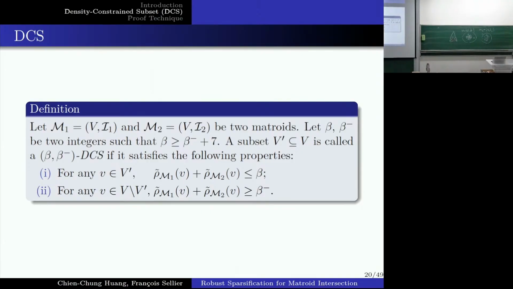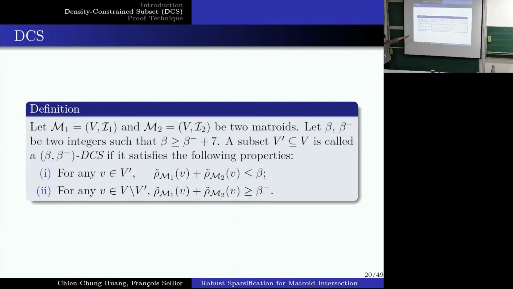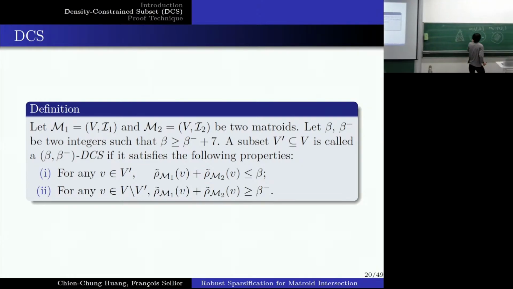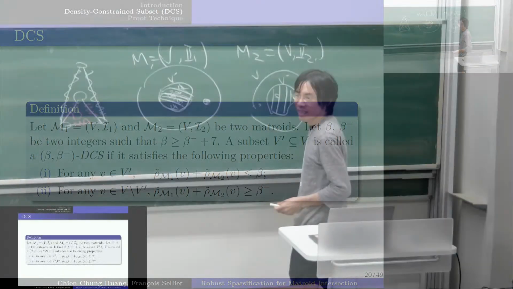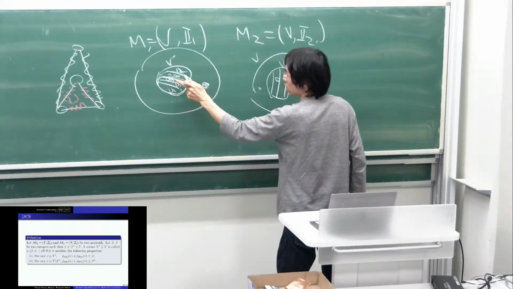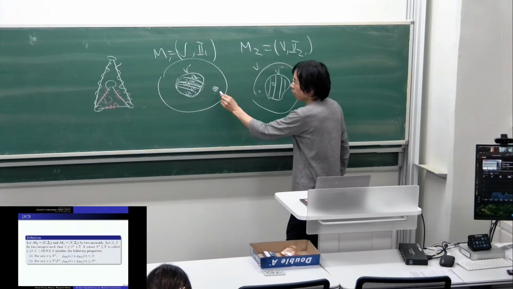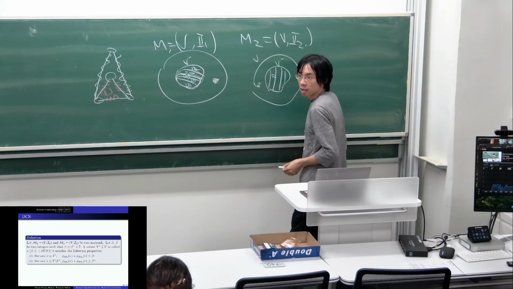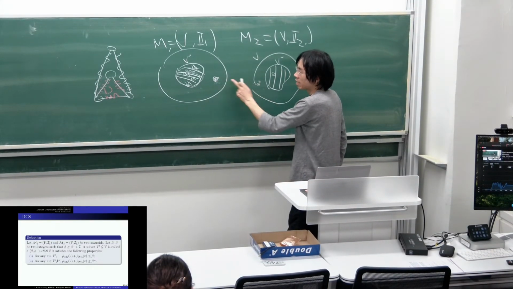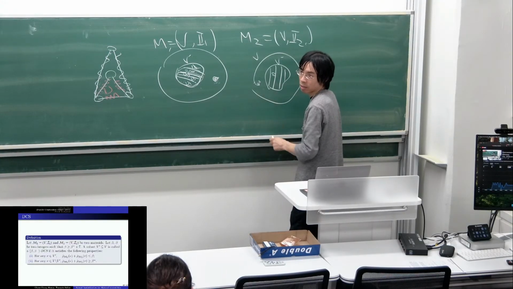And if some element is not there, yeah, sorry, I should say it more clearly. If someone is in here, then the associated density of him together should be at the most beta. If someone is here, then the sum of associated density should be at least beta minus.